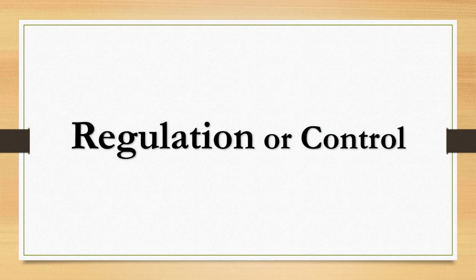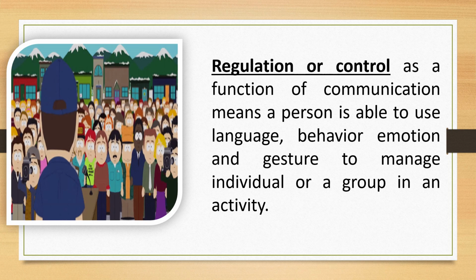The first function is regulation and control. In here, the speaker's purpose is to control others by managing their behavior. Regulation and control as a function of communication means a person is able to use language, behavior, emotion, and gesture to manage an individual or a group in an activity.